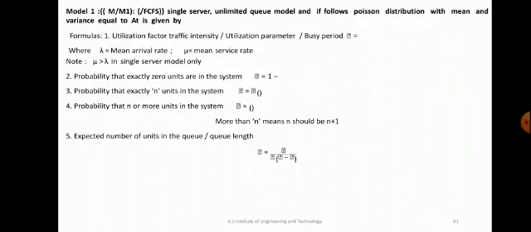Model 1, single server, unlimited queue model, follows a Poisson distribution with mean and variance equal to lambda. It is given by the following formulas. 1, utilization factor, or traffic intensity, rho equals lambda by mu, where lambda is the mean arrival rate and mu is the mean service rate. Note, the service rate is greater than the arrival rate in the single server model only. Probability that exactly 0 units are in the system.